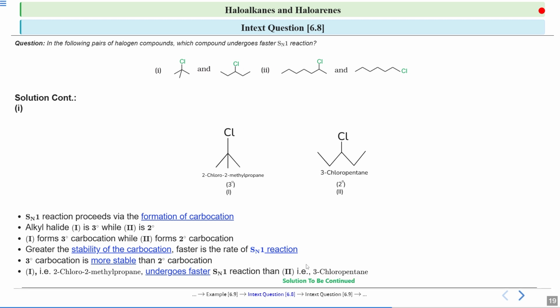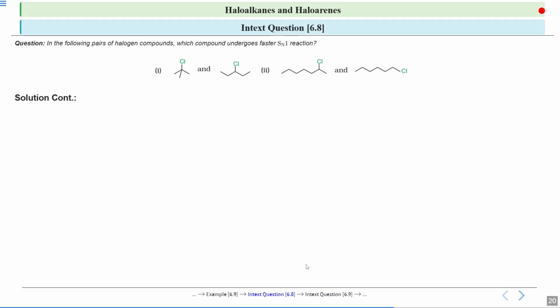Now, let's see the second part of the question, which again has these two structures. The first structure is 2-chloroheptane, which is a secondary alkyl halide, because chlorine is attached to a carbon which is attached to 2 other carbons. And this is a primary alkyl halide, because chlorine is attached to a carbon which is attached to only 1 other carbon. So this is 1-chlorohexane, a primary alkyl halide.